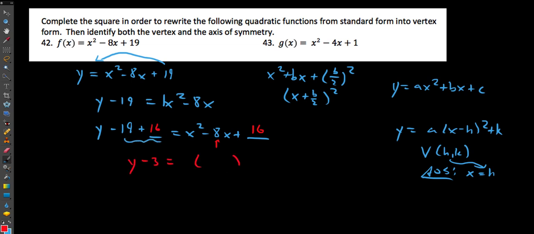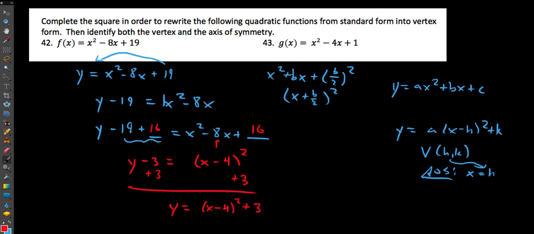And on the right, this is the coolest thing, right? It factors. And not only does it factor, but half of our negative 8 goes in here, or negative 4. We can now add the 3 back to the right-hand side, and would you look at this? This is kind of cool. We get y equals x minus 4 squared plus 3.